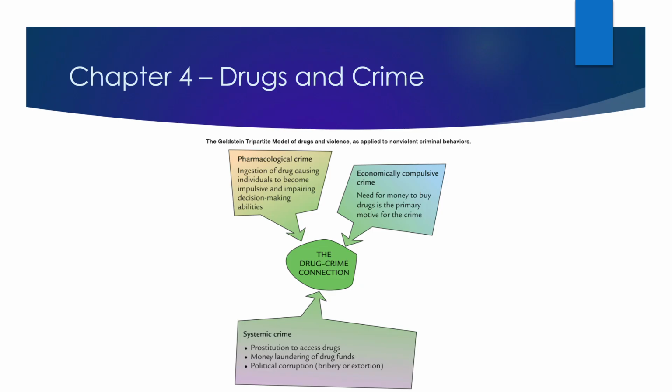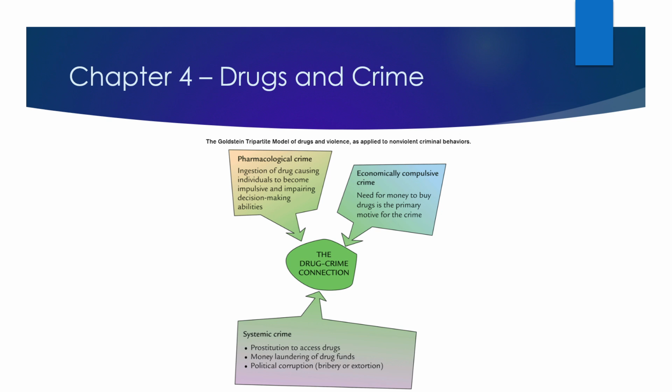Last time we were going over this visual that you're looking at in front of you about the relationship between drugs and violence and the three different types of ways they might be connected. What you're seeing in front of you now is the same looking visual, but now it's being applied to non-violent criminal behaviors. So let's just review quickly how they can be connected to non-violent crime.